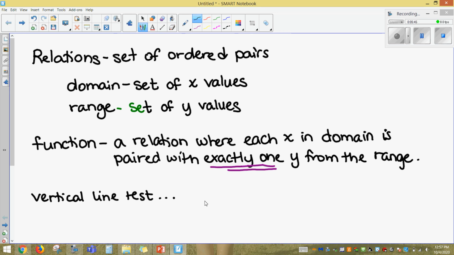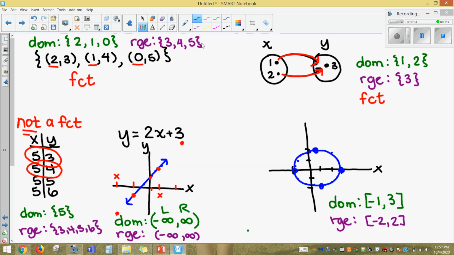Okay. And I'm not going to write down all the details of the vertical line test here. It will be in your book. You'll need to look for the appropriate shaded box or the boldface print. But the important thing is, remember, your vertical lines go up and down.